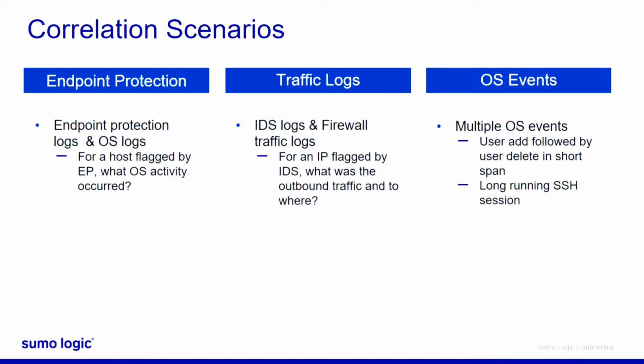So what are some examples of correlation? These are just a few examples that we typically see in working with various customers. Endpoint protection logs to OS logs. As an example, you may have a host that's been flagged by your endpoint protection logs. What OS activity occurred for that particular host? What was done from an OS level for that host? In terms of traffic logs from an intrusion detection system, we could correlate that to firewall traffic. For a given IP from our IDS, if it was flagged, what was the traffic from an outbound perspective and to where? So that we can start to understand why that might be important.